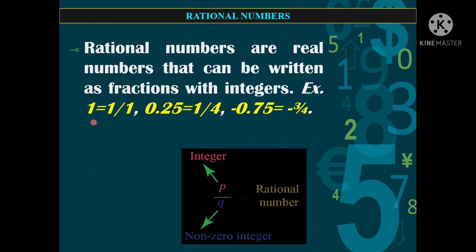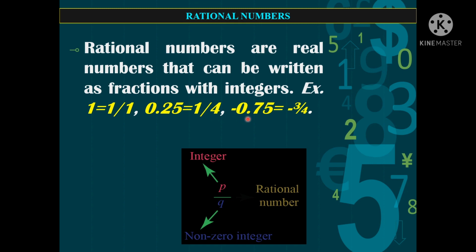First, we have the number 1. If you convert it to a fraction, 1 is equal to 1 over 1. The numerator 1 here is an integer, and the denominator 1 is a non-zero integer. Therefore, we consider 1 a rational number. Second example, we have 0.25. If you convert it into a fraction, that is equal to 1/4. The numerator 1 is an integer, and the denominator 4 is a non-zero integer. Therefore, we consider this a rational number.